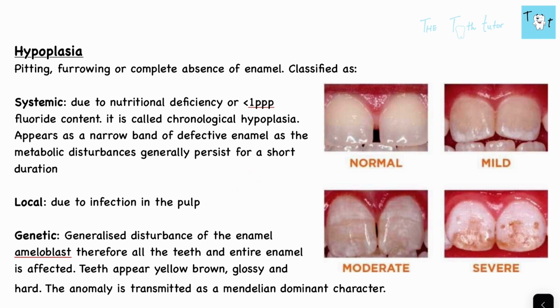Okay. Now, genetic. In the genetic condition, there is a disturbance of the entire ameloblast, okay, that is affected. So, all the teeth and the entire enamel is affected. Teeth appear yellow, brown, glossy, and hard. Okay, so they will be yellow, and even in this, they have bands, but the entire teeth will be yellow and hard. Anomaly is transmitted as a dominant character. So remember that it is a Mendelian dominant character, which is quite interesting to read in the book.